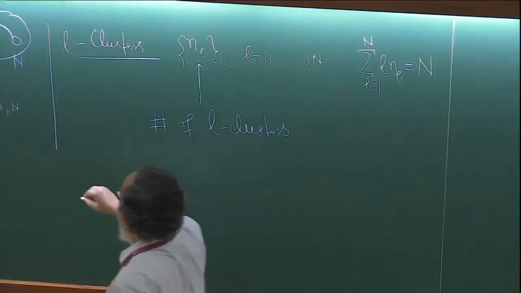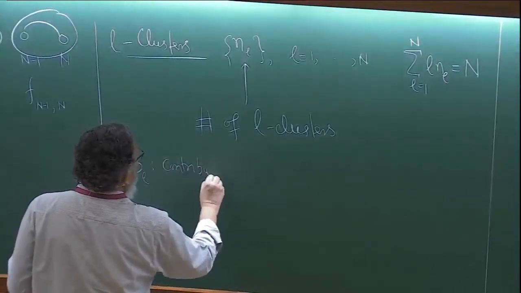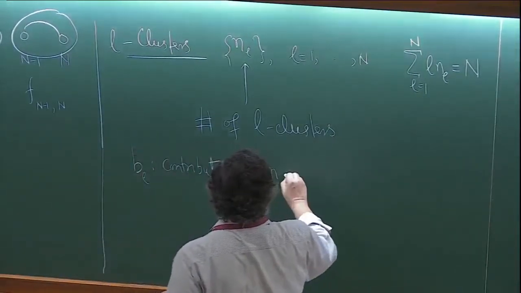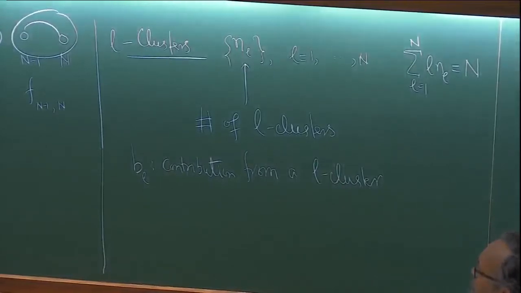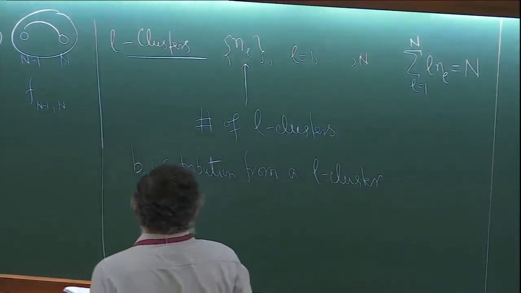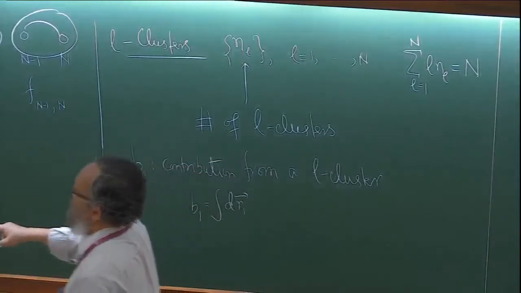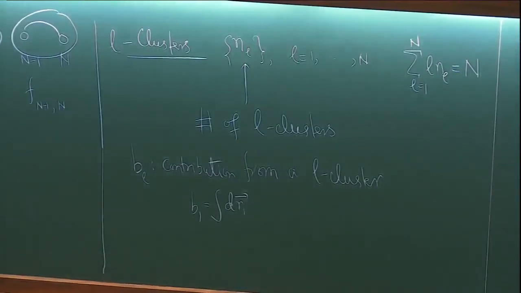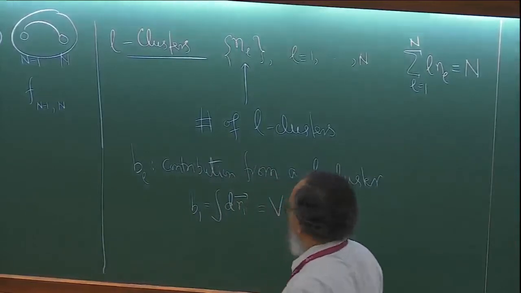The first thing is the integral. I'll define this quantity B_L as the contribution from an L cluster. A few small clusters one can write down quite easily. L equals 1 just corresponds to a single site, so B1 is the integral of dR1, and there is no factor of f. We are taking a term where 1 is taken for every pair, and this is just equal to the total volume.